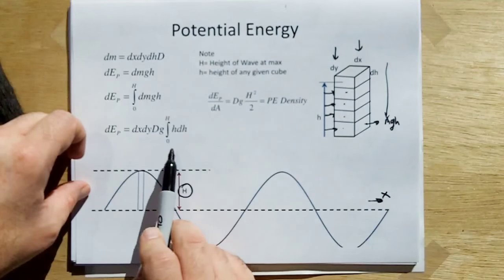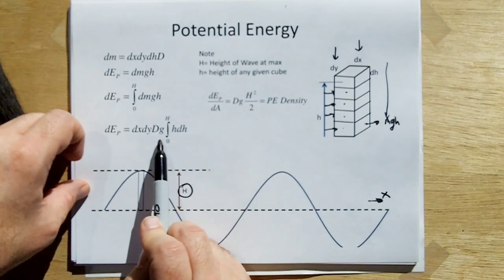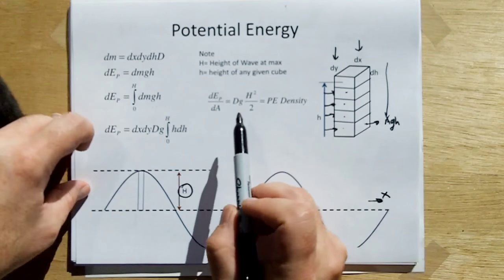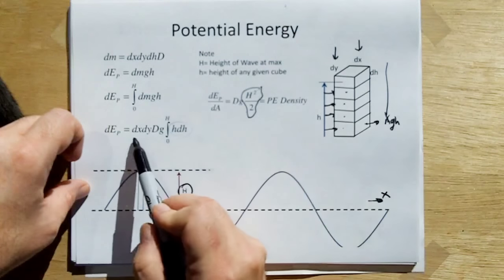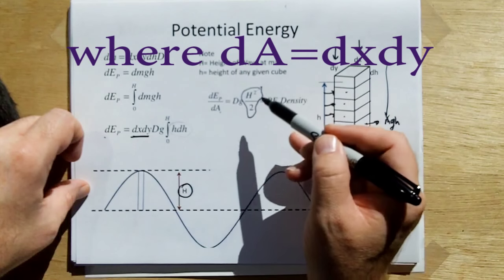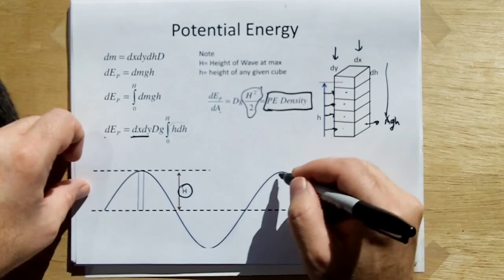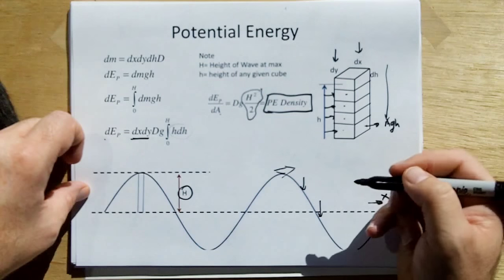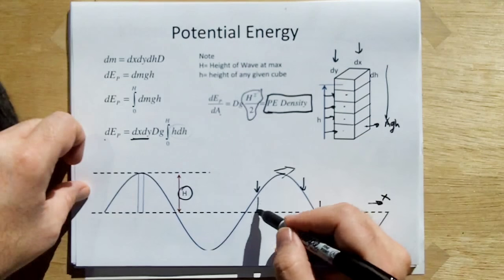And therefore, before we do the integration, we can pull the constants out, because dx, dy, density, and the acceleration due to gravity are constant. If we complete this integration, we're going to get h squared over 2 over here, which shows up here. Then if we divide both sides by dx dy, it's the same as dE/dA. And so what we end up with now is the potential energy density. If we look down from the top, at any point, if we measure the height of any point on the wave, the energy density at any area is the height at that point squared.